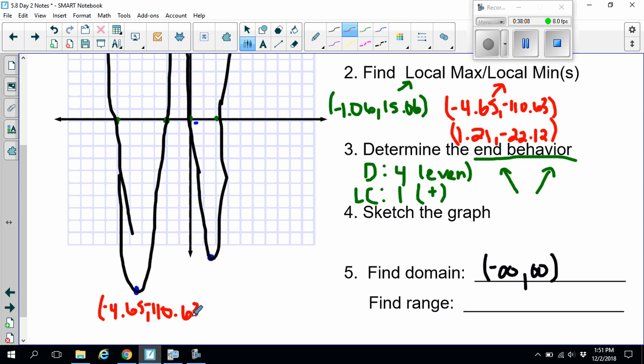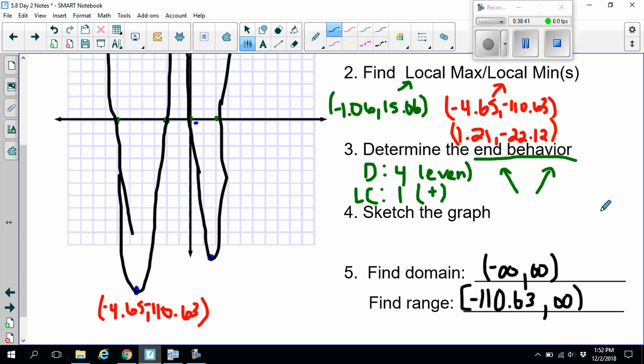We want to use the y value of our local min. Don't use the x, use the y. So our lowest y value is at negative 110.63. So we're going to write that first with a bracket. And because our arrows go up, those y values get larger afterwards. So then we go to positive infinity, and then parentheses, okay? And so that's how you find domain and range when you have an even degree.